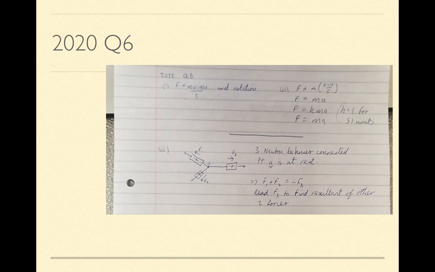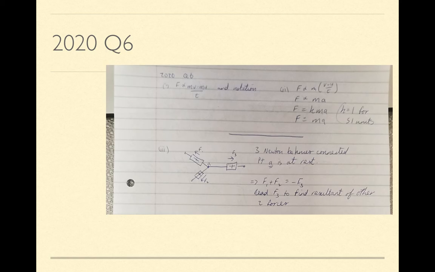To go from proportionality to equals, we need to introduce a constant of proportionality. That technically is the slope of the line, where F would be on the y-axis and m by a could be the x-axis values. And then for SI units, the k value is equal to 1, so we just get F is equal to ma.